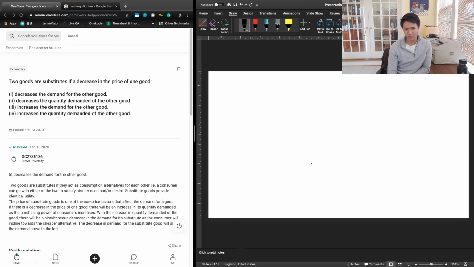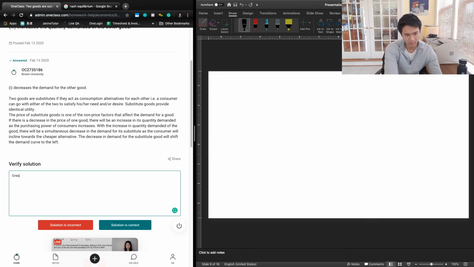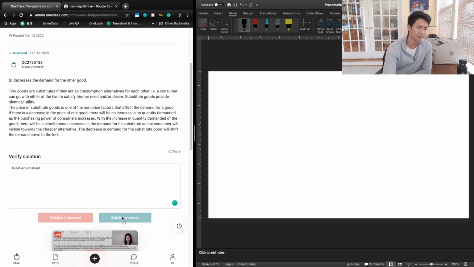If there's a decrease in the price of one good, there will be an increase in its quantity demanded as the purchasing power of consumers increases. With the increase in quantity demanded of the good, there will be a simultaneous decrease in the demand for its substitute as the consumer is shifting towards the cheaper alternative. The decrease in demand for the substitute good will shift the demand curve to the left. Perfect. Great explanation. Nothing really to correct there, and that was really well done.